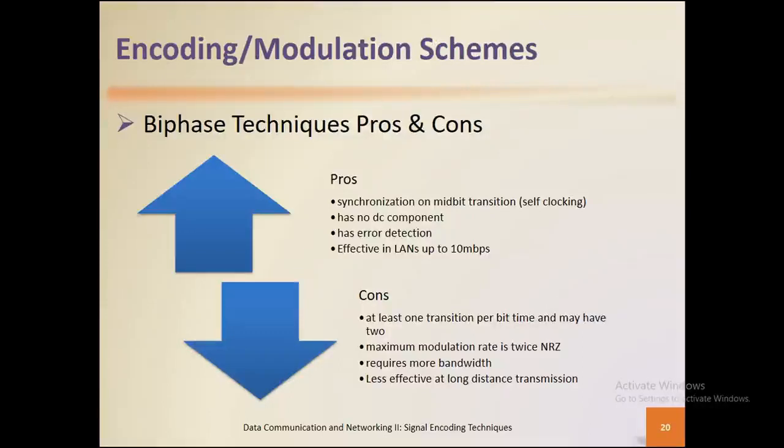So hence one of the reasons why it's widely adopted on most transmission levels at the physical and data link level of the OSI model. That guarantees signal validity, I guess. The cons are at least one transition per bit time, and sometimes you may have two in the process, and that could pose a problem. Maximum modulation rate is always twice the non-return to zero, and they also require a lot more bandwidth.